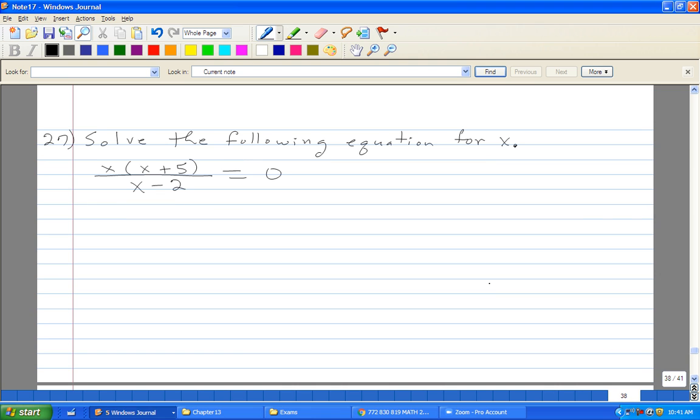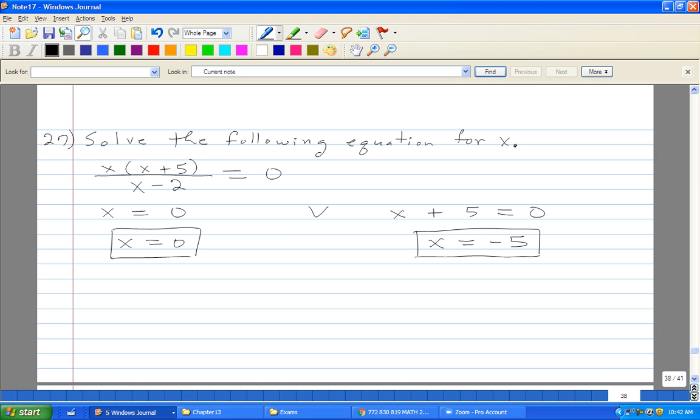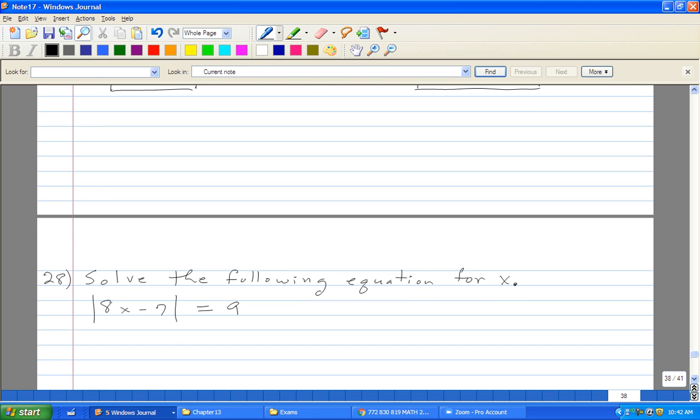Solve the following equation for x. x times x plus 5 equals 0. Well, the only way that this can be 0 is if the numerator is 0. So set each factor in the numerator equal to 0 and solve for x. So subtract 5 from both sides, so x is equal to negative 5. Notice when x is negative 5, I'm not dividing by 0, or x is equal to 0. And again, notice when x is 0, I'm not dividing by 0. Let me do problem number 28.